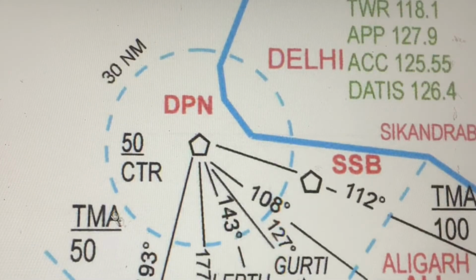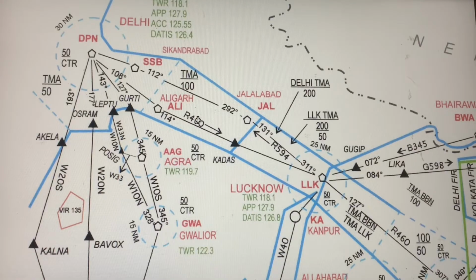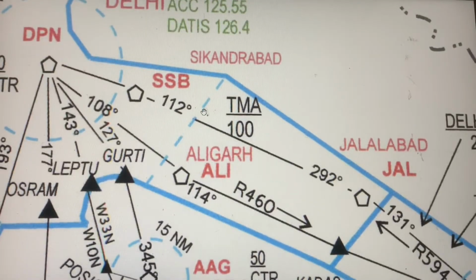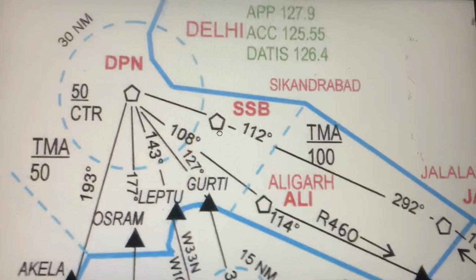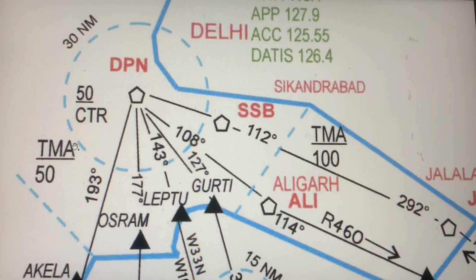Now friends, what is this circle representing? Let me zoom in, friends. This blue dashed line, you can see, represents your control area, okay, and this circle represents your control zone, which is from ground to 5,000 feet and up to a range of 30 nautical miles, okay. And beyond that we have the terminal maneuvering area, that is the TMA, from flight level 50 onwards.